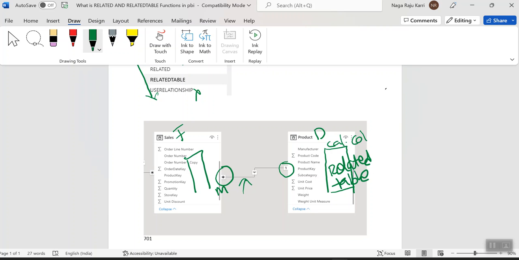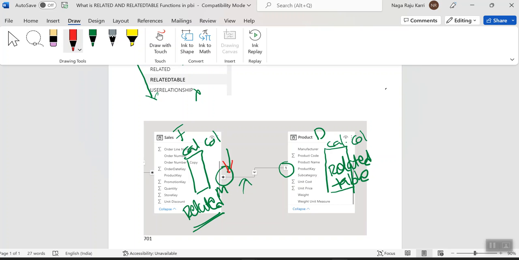The reverse, if you are adding a calculated column on the many side of the relationship, it is going to be the RELATED function. As simple as that. On the one side, if you are adding, that means you have to access columns or data from the fact table, it is RELATEDTABLE. If you are adding on the many side, it is going to be the RELATED function, that means you are accessing some value in the product table. This explanation aptly suits when this question is asked.